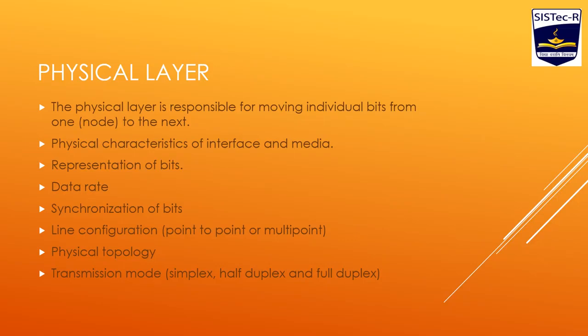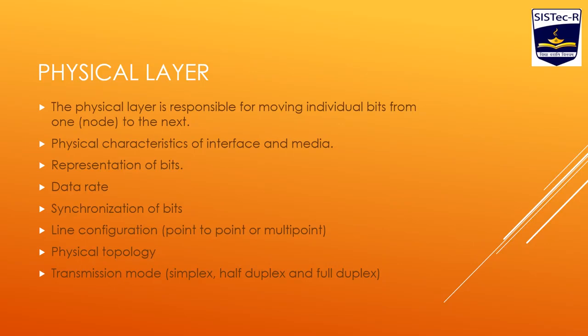Now, physical topology. The physical layer is also responsible for choosing the physical topology, defining how devices are connected to make a network. What are the physical topologies? There are four types of physical topology I explained in a previous video. First one is mesh topology, then bus topology, ring topology, star topology. So which type of topology is used by the network is also defined by the physical layer.